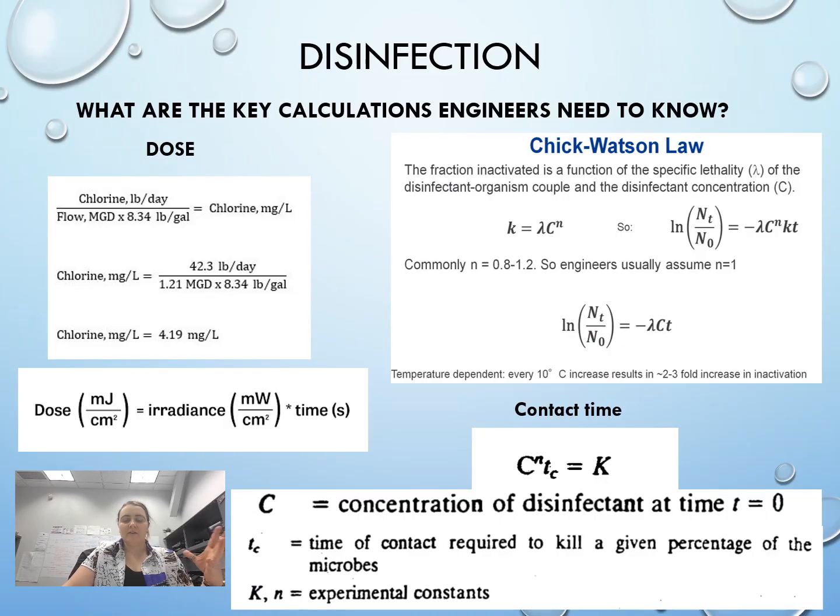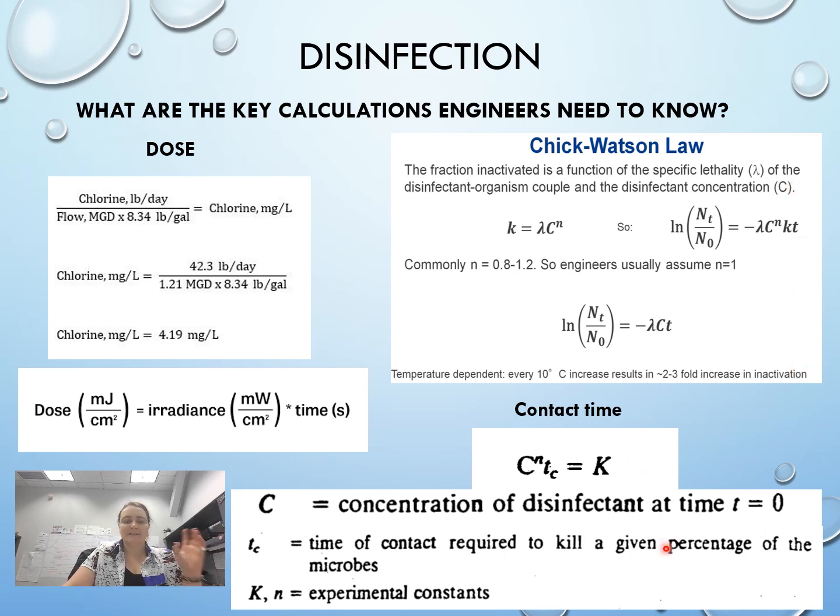Some key calculations that engineers are going to need to know. We're going to talk about these in more detail in class, but you're going to need to know dose. On the left side, we have an example chlorine dose calculation. We have an example calculation for UV dose. The Chick-Watson law is a disinfection law. It's based on first order kinetics, so this is very similar to what we've seen before with kinetic reactions, and we'll talk about this in class.